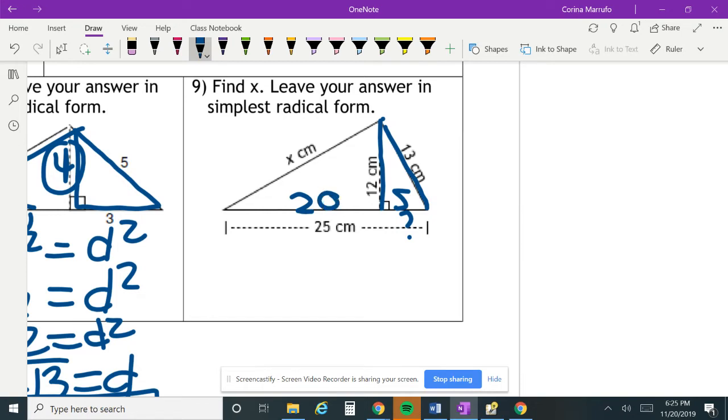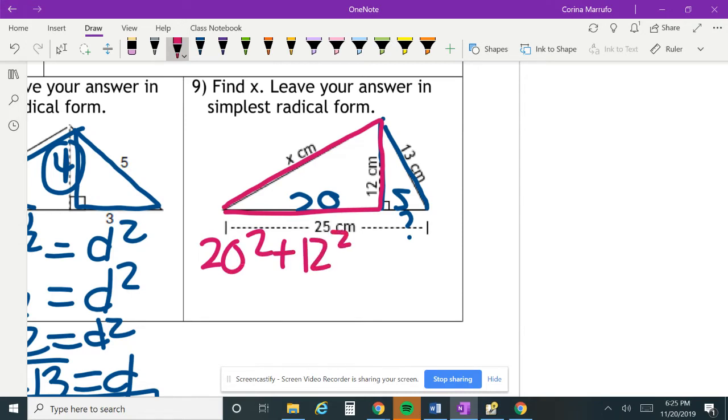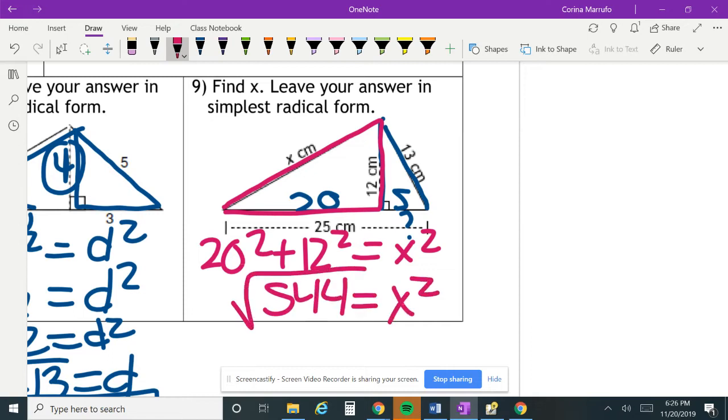So now we're ready to use a squared plus b squared equals c squared on this side. So 20 squared plus 12 squared equals x squared. So 20 squared plus 12 squared gives us 544 equals x squared, and then we take the square root. Now let's see if we can take the square root of 544. No, it gives us a big number, so we're going to go ahead and divide 544.